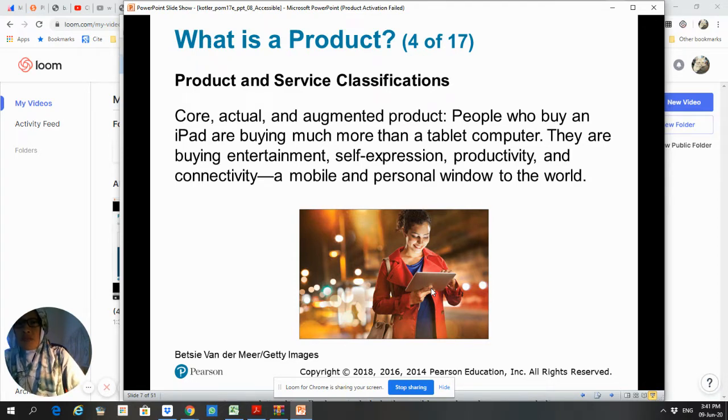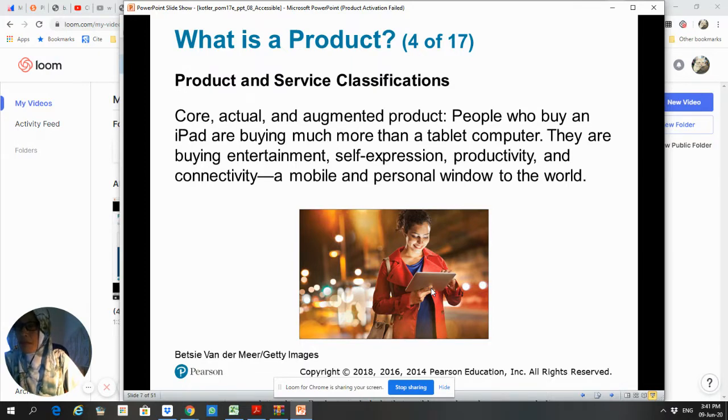We buy nasi ayam because we want to eat. We buy a car because we want to have a transport that will commute us from one destination to another destination. Or we buy a washing machine because of what? Takkan nak mandi kot. Because we want to wash baju, our clothes. So that's core. Core means that a product should be able to perform a basic function.